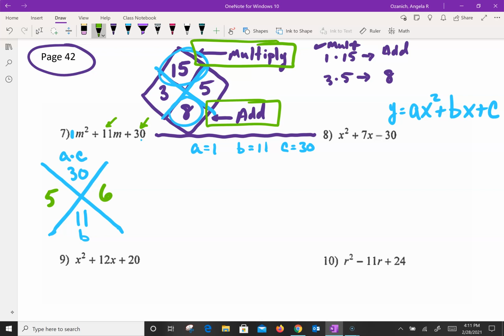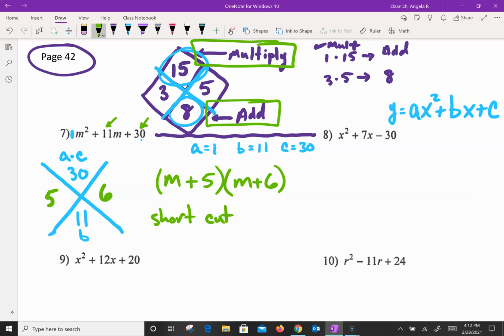Okay, so we have this process, and when a is equal to 1, we can actually use 5 and 6 in our two binomials that are going to be the factored form of our original trinomial. Now that's a little bit of a shortcut, okay? I do want to show you how you can use the area model that we've been working on to work through these problems as well.